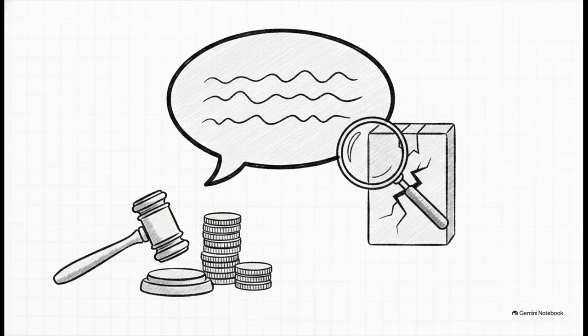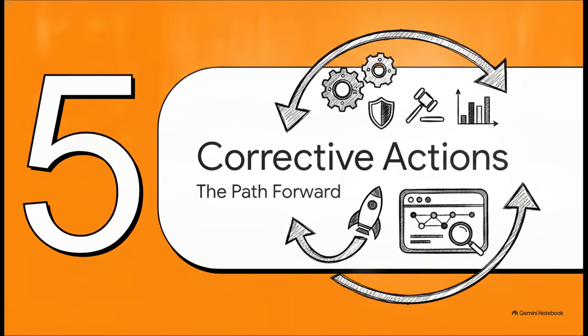Did this stem from inadequate product testing or maybe a failure in safety certification? Investors really need this context to understand if they're looking at a one-off error or a systemic failure in your product lifecycle. And finally, Section 5, Documenting Corrective Actions.